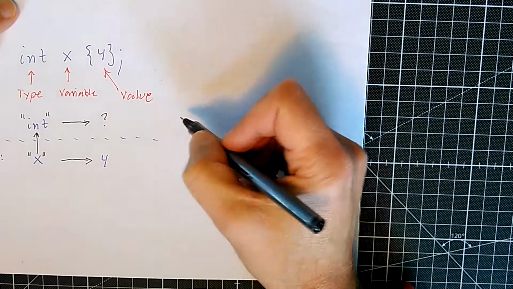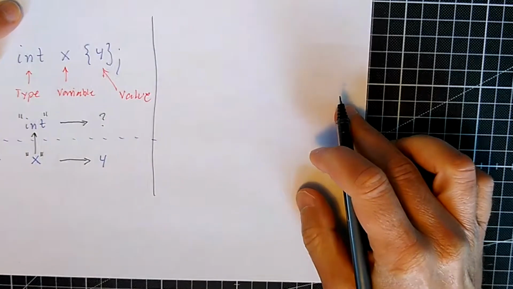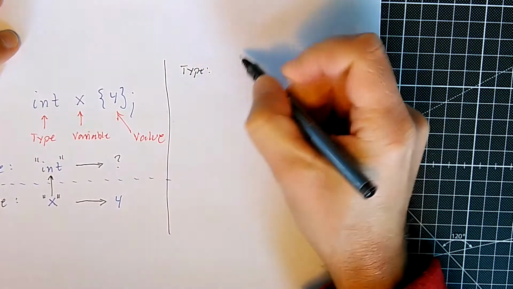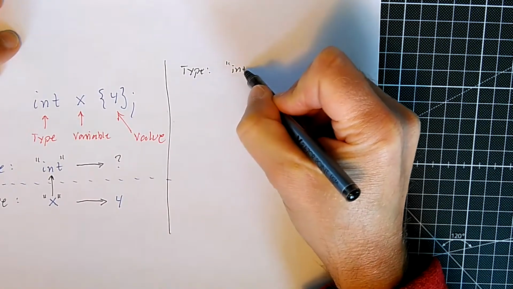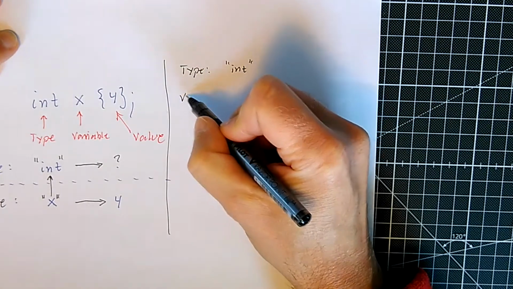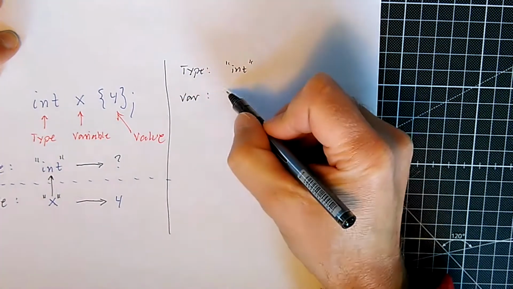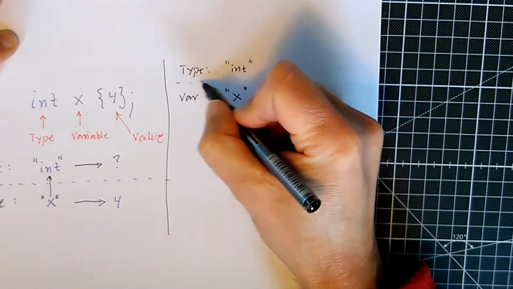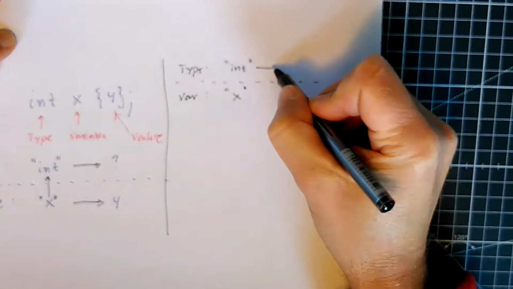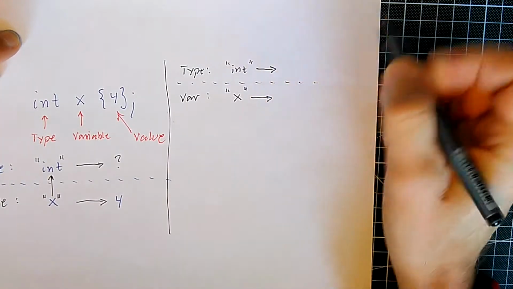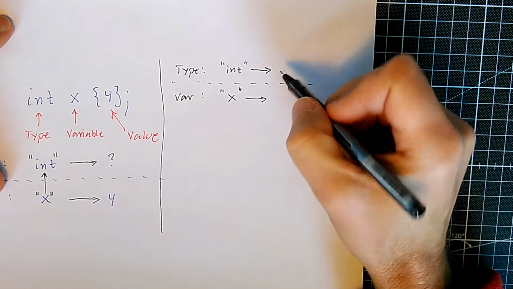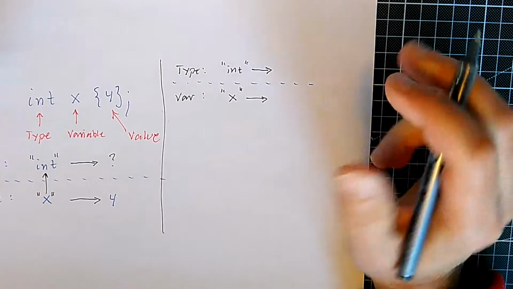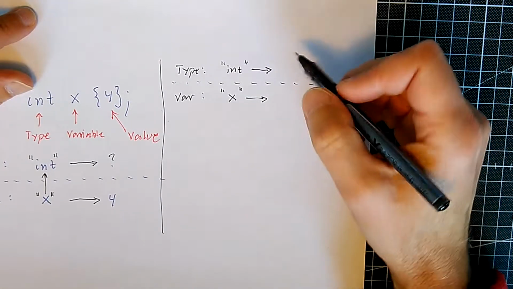So let me redraw this. We have type, int, and we have, well, I do it like this, var, variable x, and the question now is, what is int? What can we say that int is like?